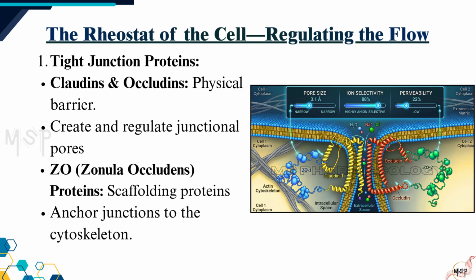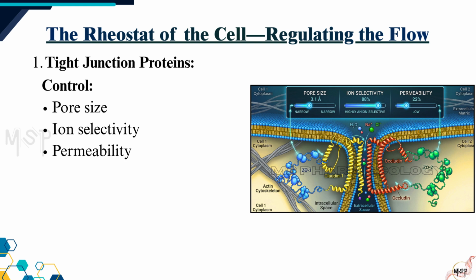If the tight junction is a gate, then the proteins are the operators. While claudins and occludins form the physical barrier, a group called ZO proteins acts as the scaffold, anchoring everything to the cell's internal skeleton. Together, they act like a biological rheostat, adjusting the pore size, ion selectivity, and overall permeability of the tissue in response to the body's immediate needs.